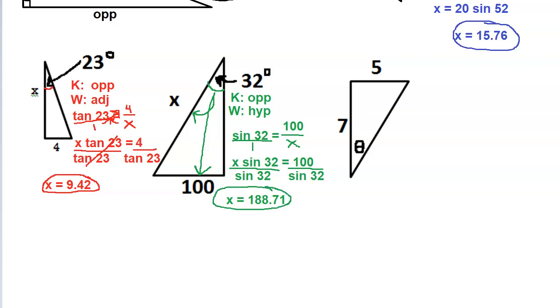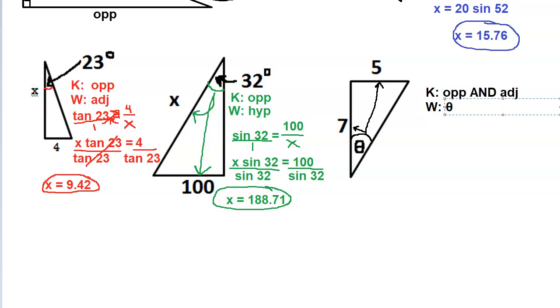All right. Last example of the day. This is weird. What is going on this time around? Take a look. We know the opposite side, but we also know the adjacent side. The question is, what do we want to know? Well, we know the opposite. We know the adjacent. We don't know the angle. The problem is we don't know the angle.